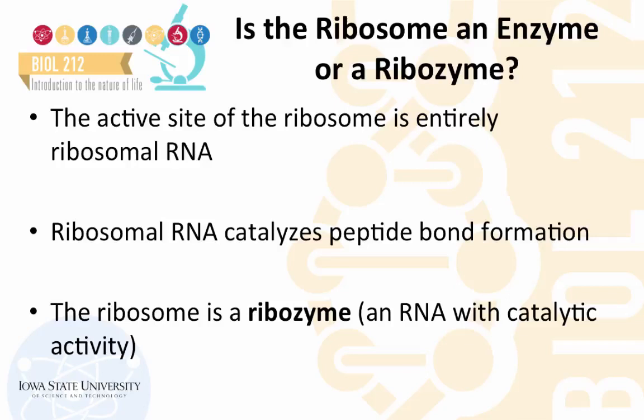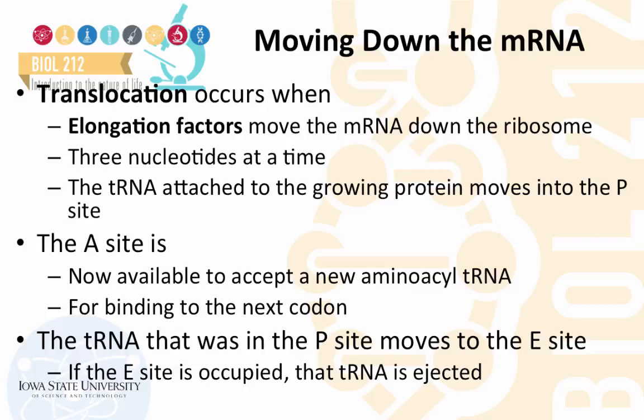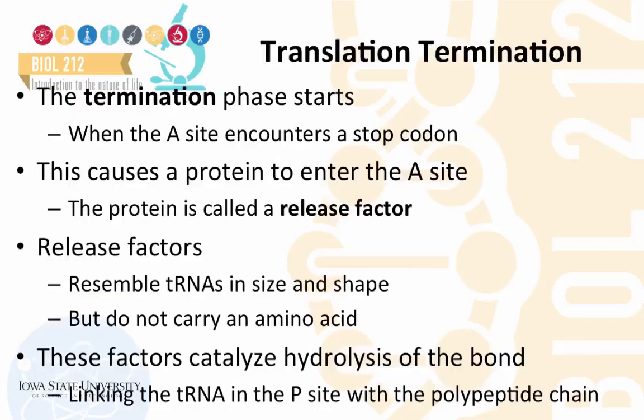Since the active site of the ribosome is entirely composed of ribosomal RNA, which catalyzes peptide bond formation, the ribosome is considered a ribozyme, which is an RNA with catalytic activity. As translation continues, the ribosome moves along the mRNA, recognizing one codon at a time and recruiting new amino acyl tRNA molecules to add amino acids to the growing polypeptide chain.